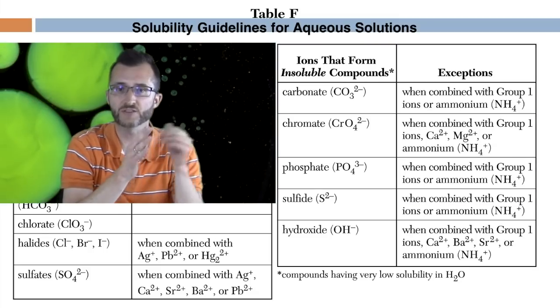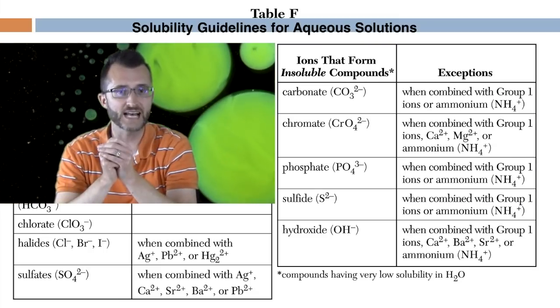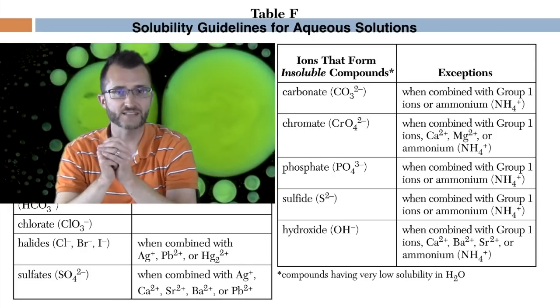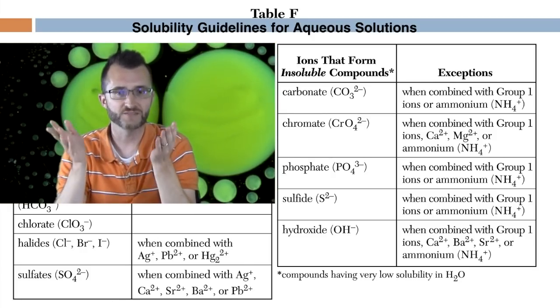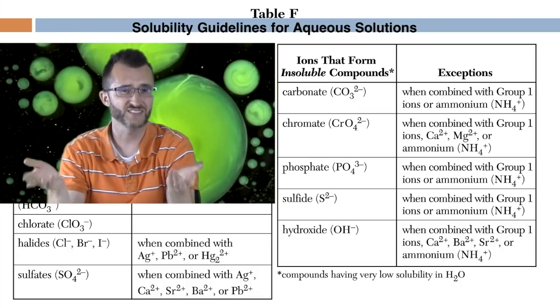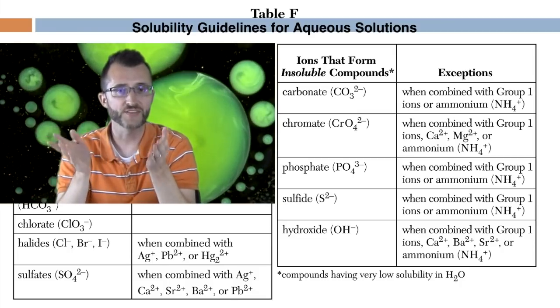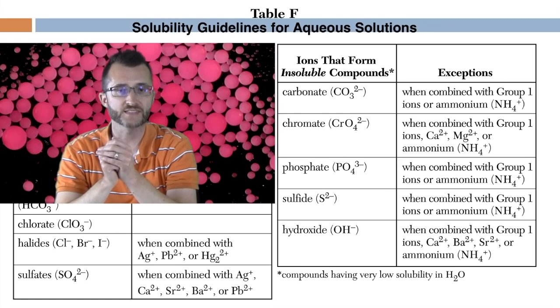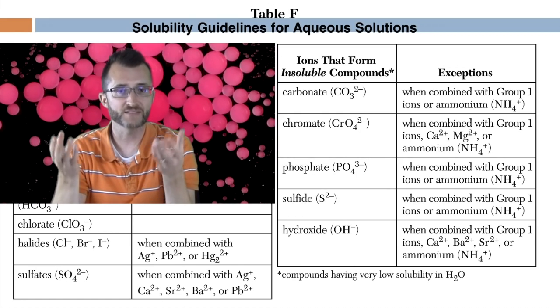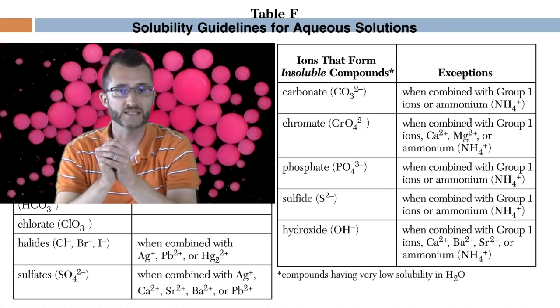Now if you look at the chart over on the right, these say ions that form insoluble compounds. In fact, there's a little asterisk there that says compounds having very low solubility in water. I don't really dissolve. So I want you to label this compound as S in parentheses for solid. So if you have compounds containing these ions, they're going to be solid.